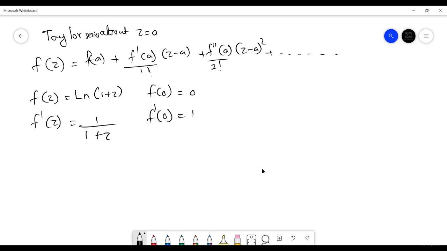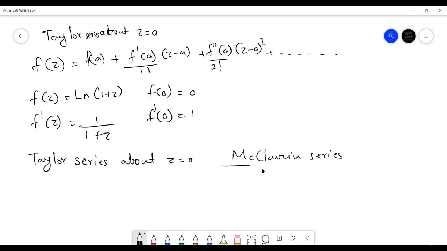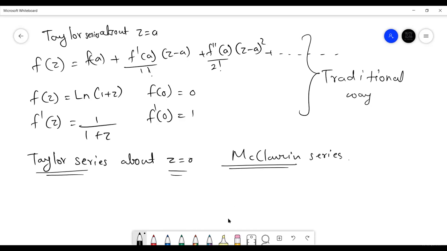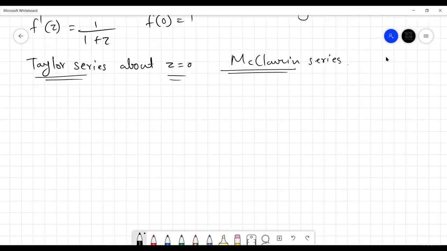Right. So the Taylor series about 0, the other name is the Maclaurin series. So if they state find the Maclaurin series, that is the Taylor series about 0. That is the only difference, right? So this is the traditional method, the traditional way. Most of us know the traditional way, right? So there's another easy, tricky way to do this one.